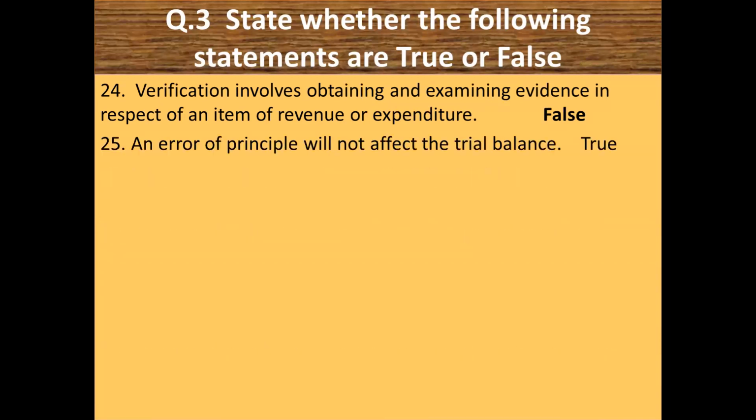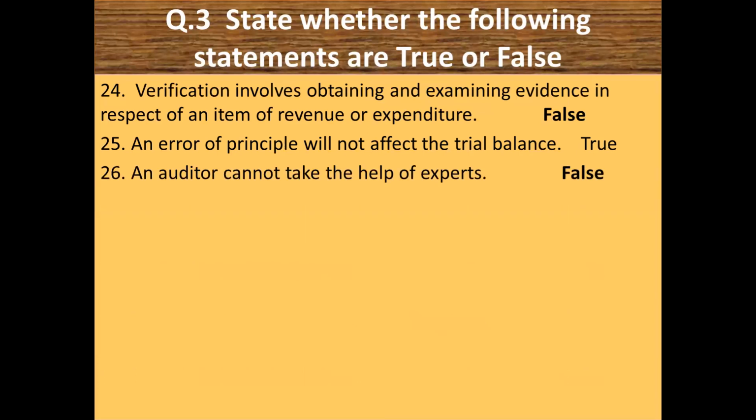Next one, an error of principle will not affect the trial balance. This is a true statement because in error of principle we already have a debit and credit, but we are applying it in a wrong way. That means, for example, we are considering revenue expenditure as a capital expenditure. So that time we are considering debit credit both sides, but we are putting it in a wrong account. So that's why the trial balance is tallied, but it is not a correct trial balance.